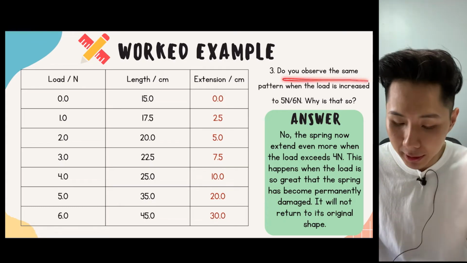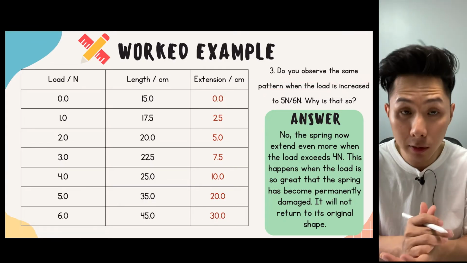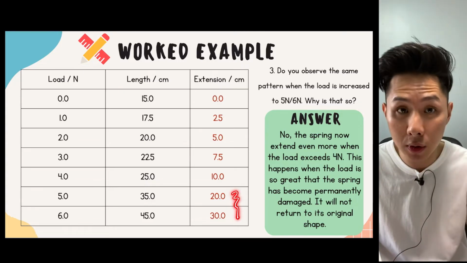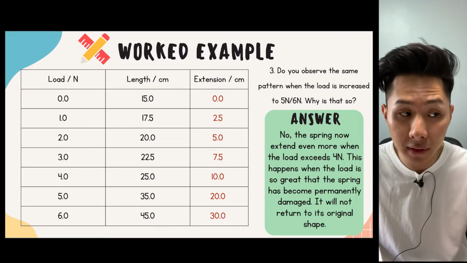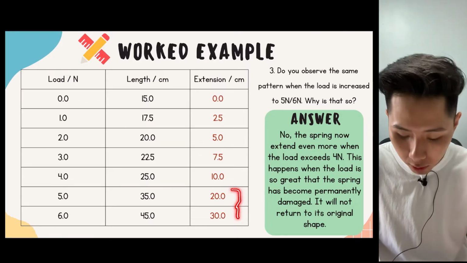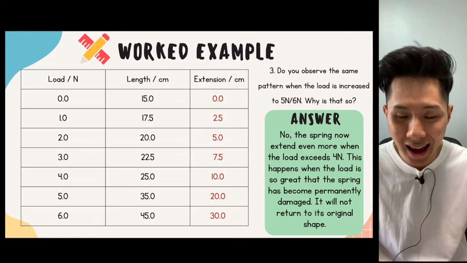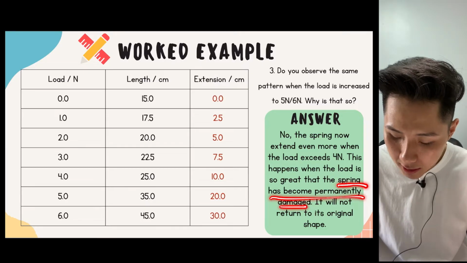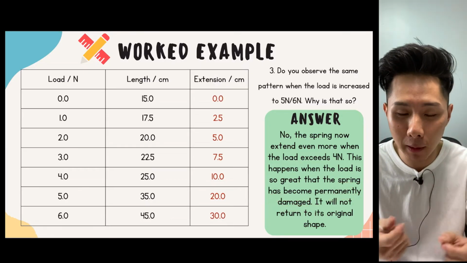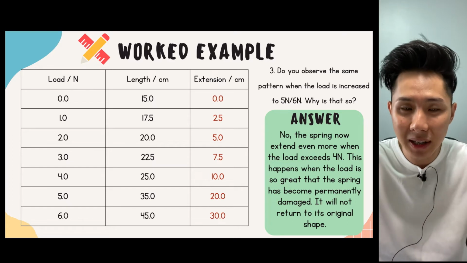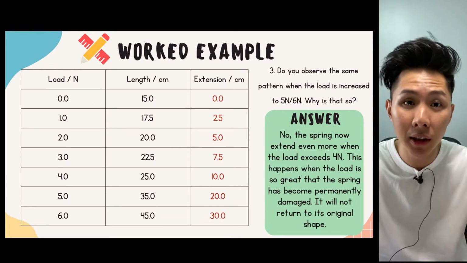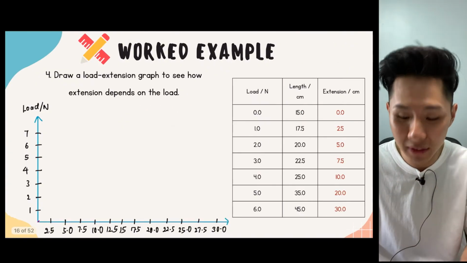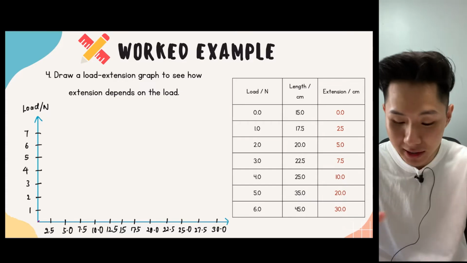But in the next question, do you observe the same pattern when the load is increased from 5 Newton to 6 Newton? Why is that so? No, because instead of increasing the extension by 2.5, now an additional 1 Newton of load increases it by 10. This happens because the spring has become permanently damaged. We all have the experience when we stretch a spring and it wouldn't return to its original shape because it's permanently deformed. That's what's happening here, and it will lead to one of the important things we'll learn later, but just bear with me.